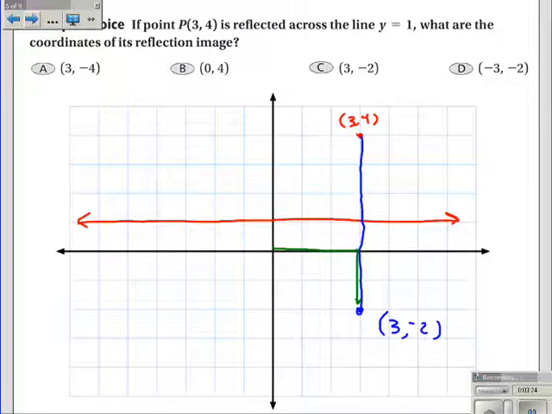I know it's kind of easy to use kind of from the line of reflection, but you're looking at it from the origin. You go over 3 down 2, and so the image of this point is (3, -2).